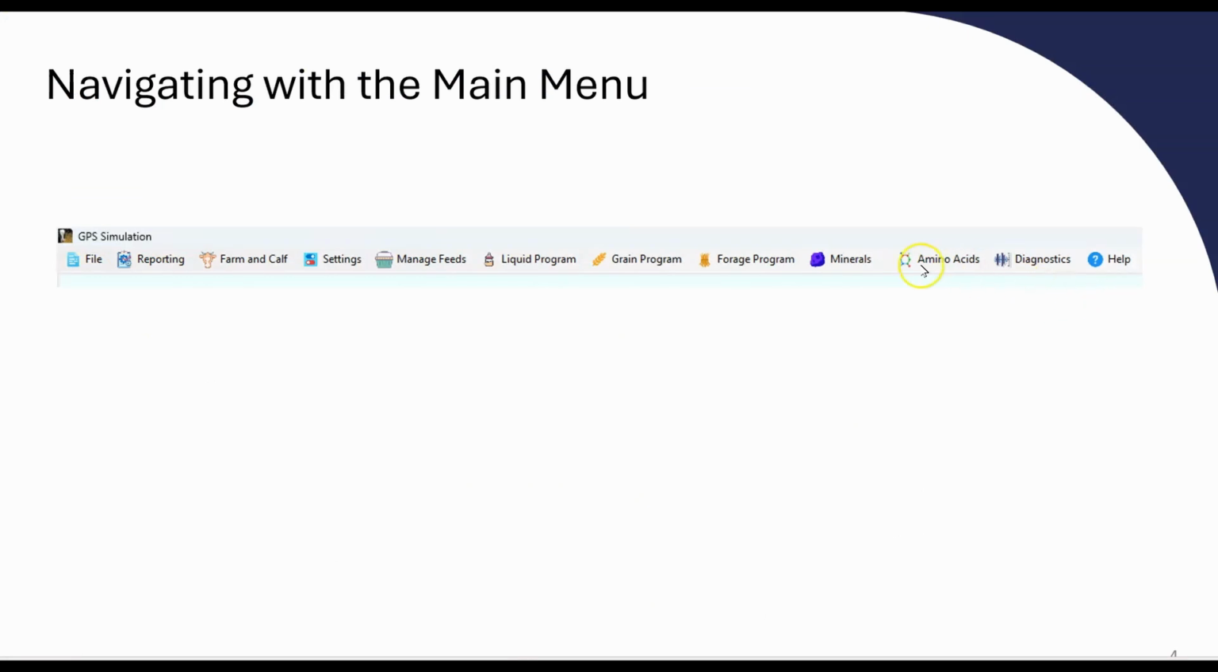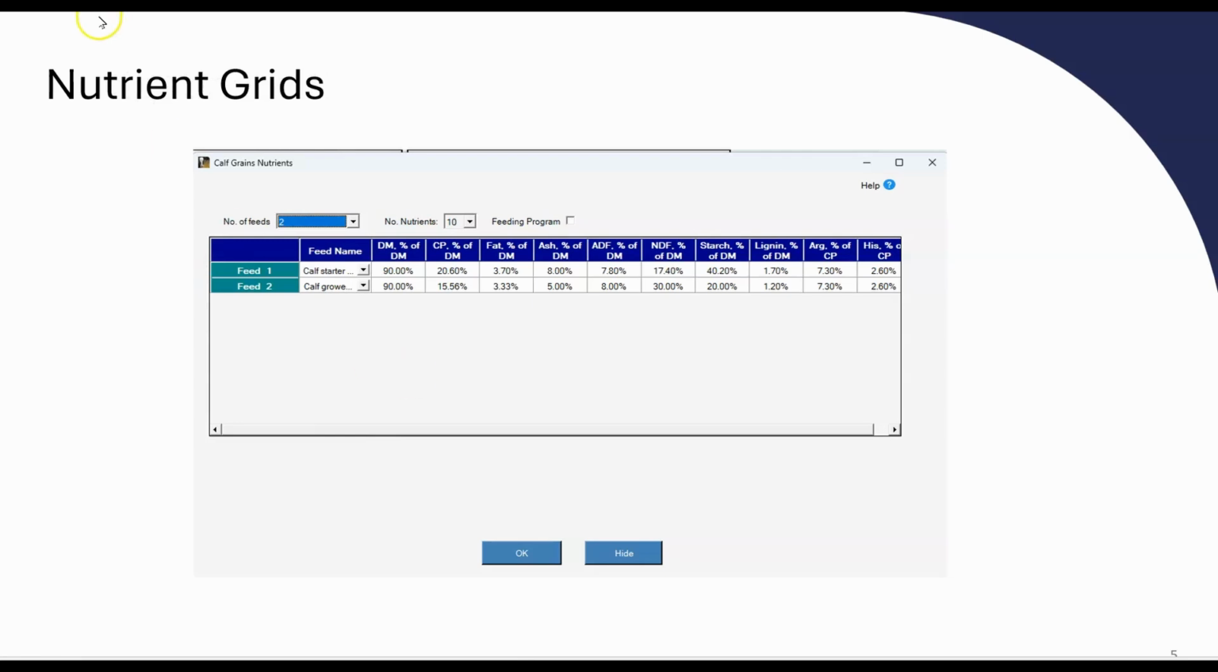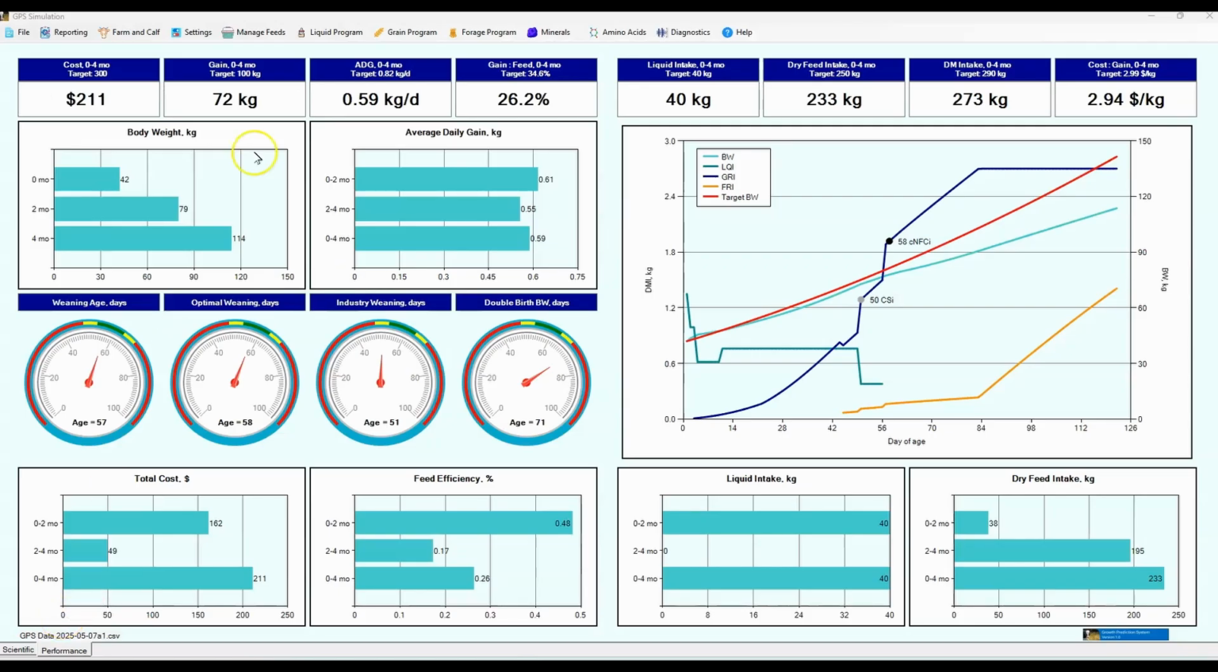So the menu bar will be very important, and you will use this to manage the program throughout. Now, the nutrient grids are critical, and they're the main part for entering the nutrient data and the feeding program for the calves. And let's take a look at those in a little more detail. There are three sets of nutrient grids: the liquid, the grain, and the forage. Now, we're assuming within GPS that these are the three primary sources of nutrients for the calf: liquids, milk or milk replacer; grains, calf starters and growers or concentrates in general; and then forages.